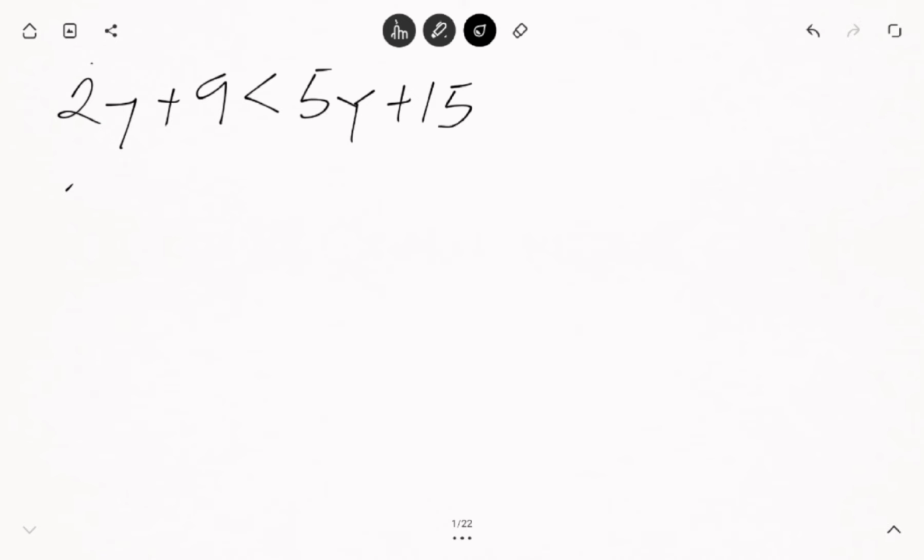Okay, so we have to solve for y in this inequality. So we have 2y plus 9 is less than 5y plus 15. Okay, so just like the way we solve for x, we're going to do the same thing for the y.